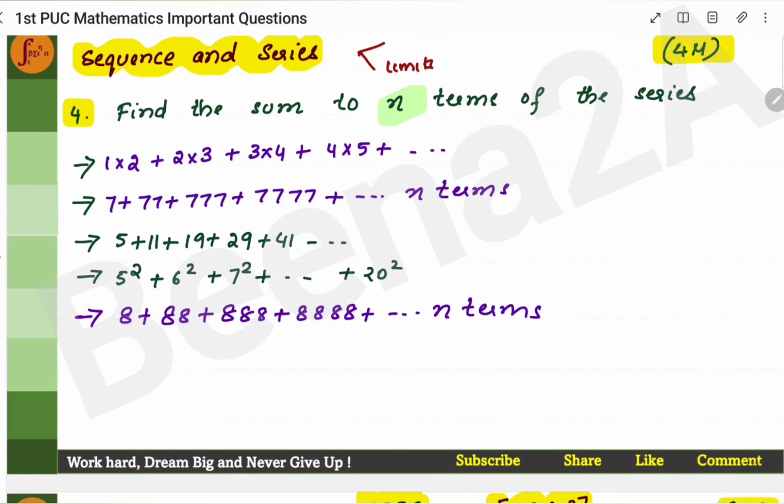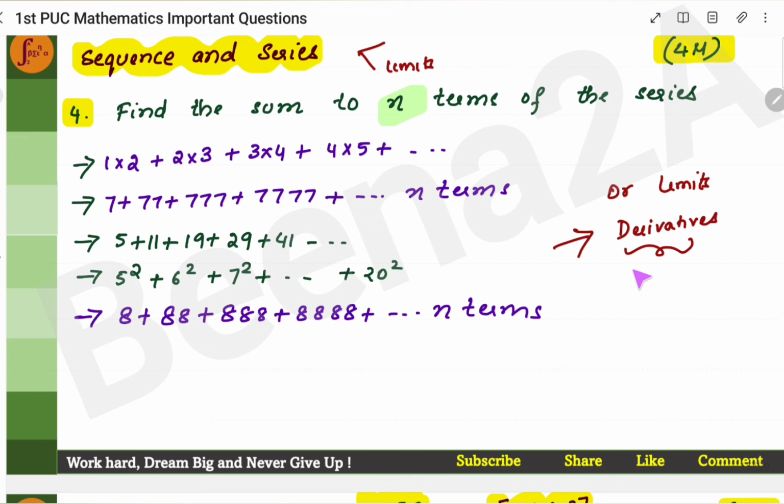Or you could go for limits and derivatives. Now limits and derivatives, you could get any kind of questions. So if you're taking this particular chapter, prepare for the entire chapter thoroughly.